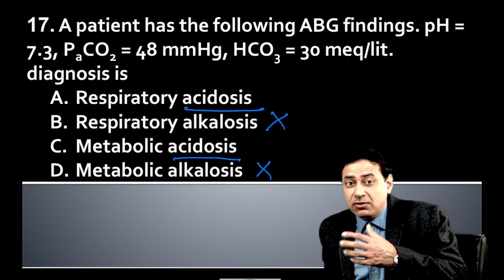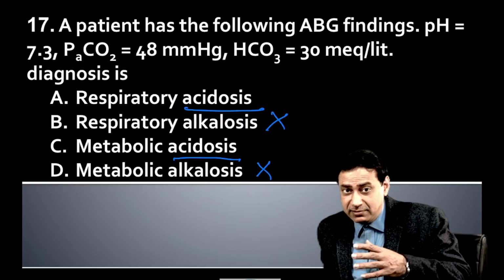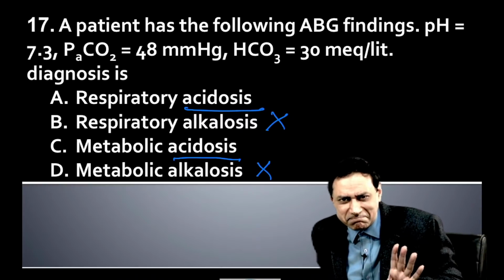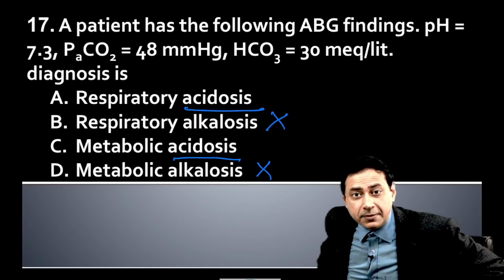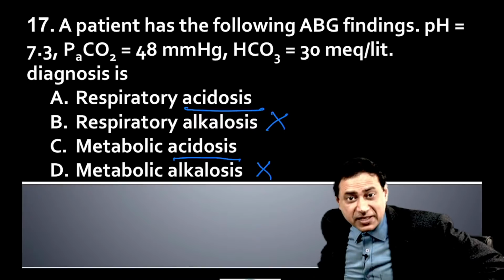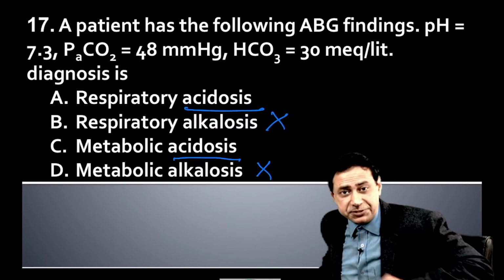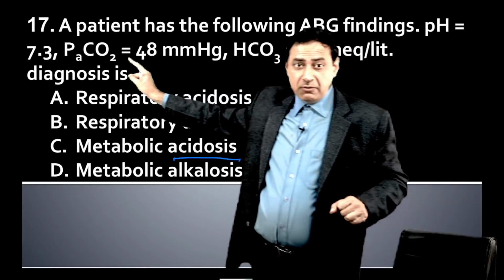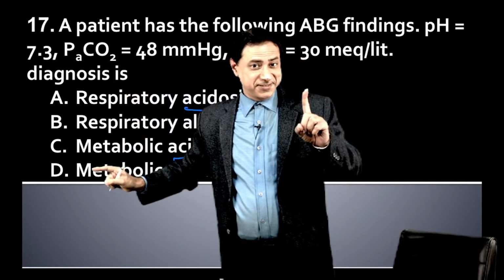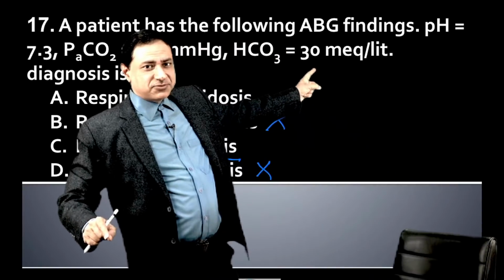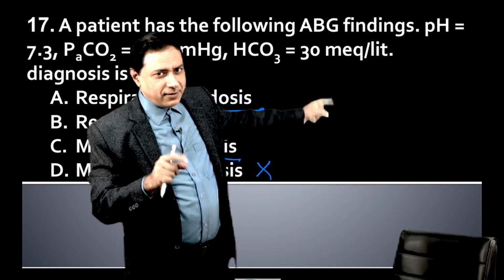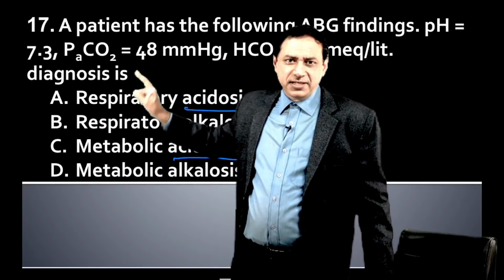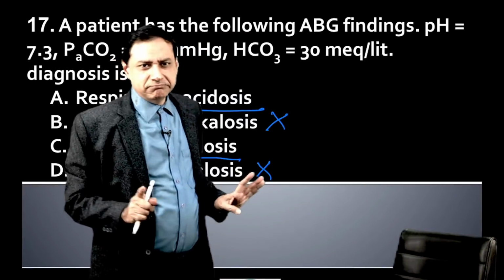Now you have to establish the cause, whether it is respiratory or metabolic. Who is the culprit? Who is the cause of that acidosis? This is something which you have to establish. If the cause is carbon dioxide, it is respiratory. And if the cause is not carbon dioxide but bicarbonate, it is metabolic. Simple. Carbon dioxide is acidic in nature and bicarbonate is alkali. Simple way to remember.